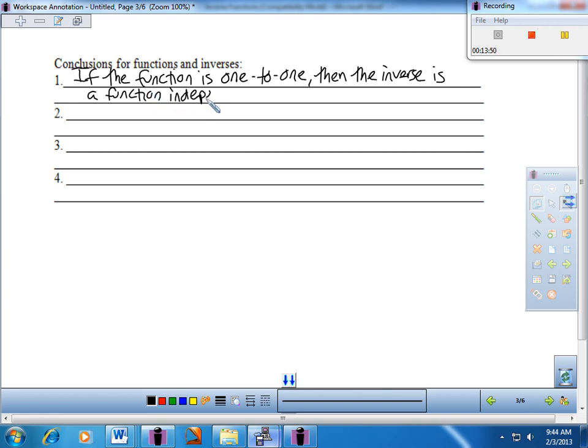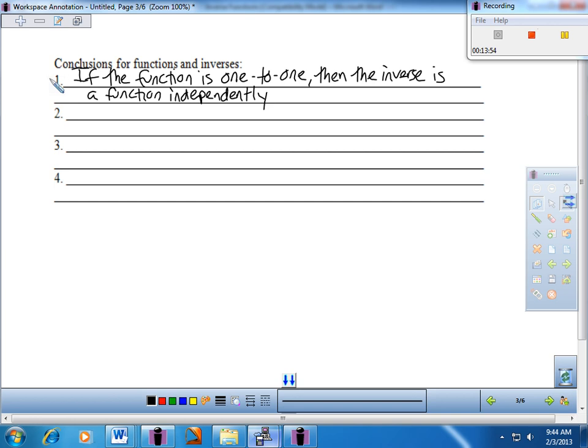By the way, we're going to see exactly this piece. We'll come back to this idea when we do exponential functions and logarithmic functions. We're going to see that relationship form, and this conclusion actually goes into that piece. And obviously, the other way we would say it is if the function is not one-to-one, then the inverse is not a function. So there's number 1 in place.